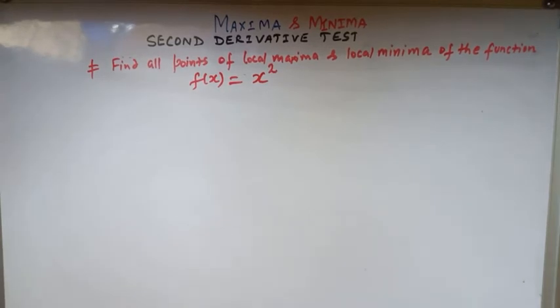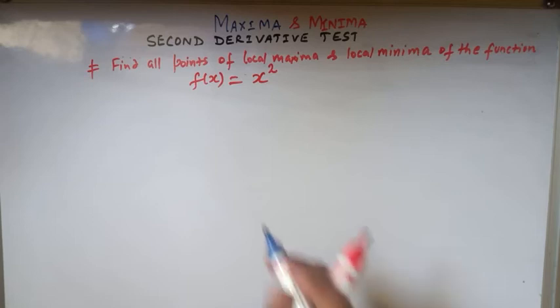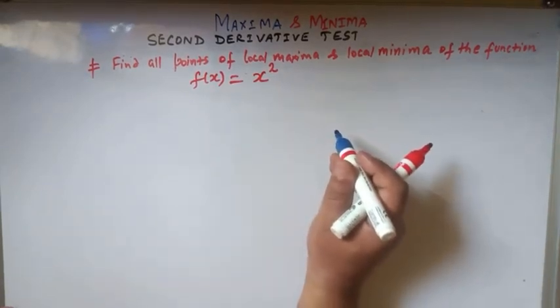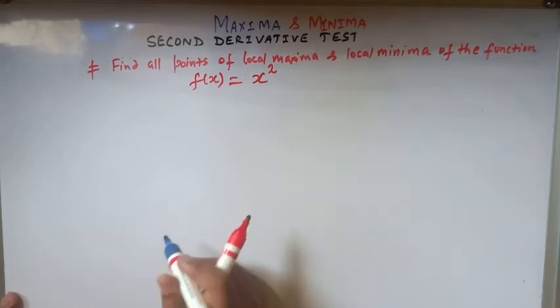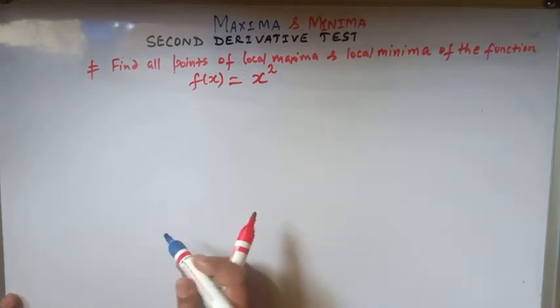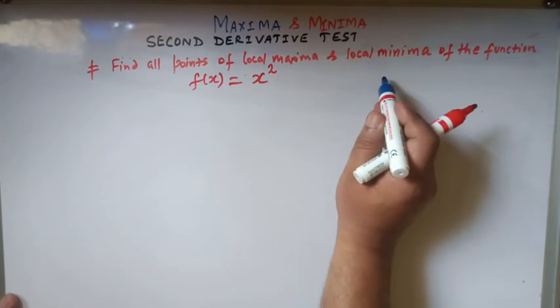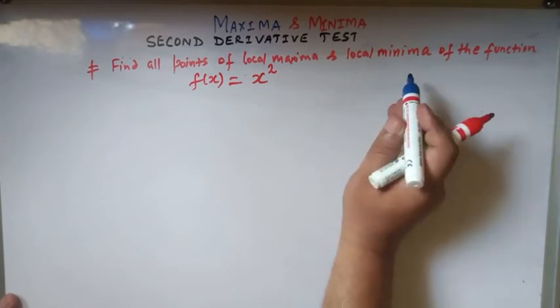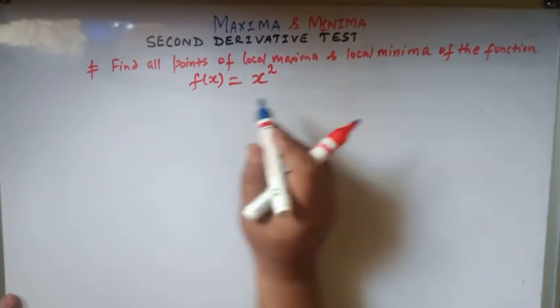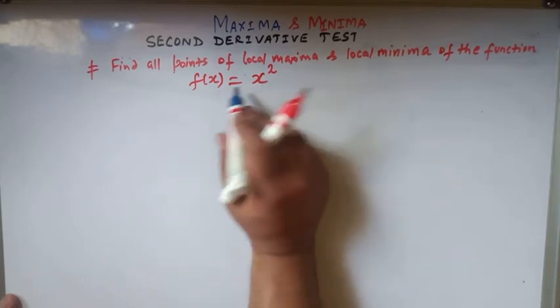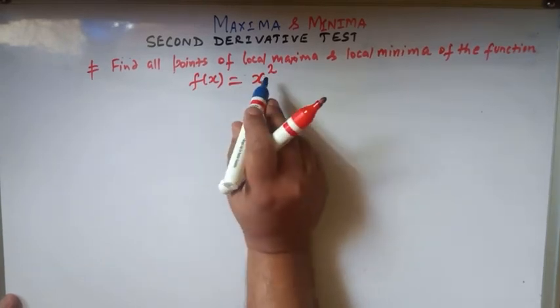Now viewers, I am taking one more conceptual problem, and the problem is: find all points of local maxima and local minima of the function f(x) equal to x square. In other words, we can also say: find the maximum and minimum values, if any exist, of the function f(x) given by f(x) equal to x square.